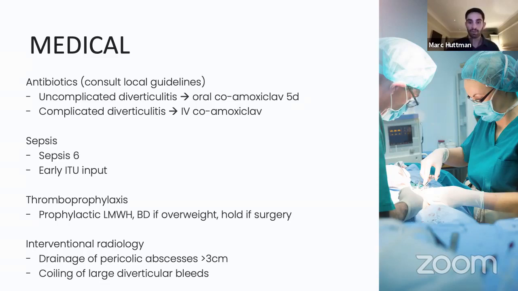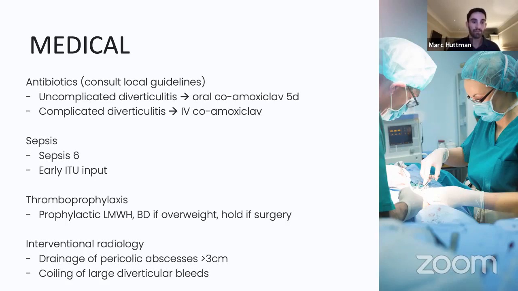But if you are sure that they're not going for surgery and they're in hospital, i.e. they're Hinchey 1 or 2, it's uncomplicated diverticulitis, you're giving them antibiotics, then they need low molecular weight heparin because they're going to be immobile and they're going to have an infection and therefore be at a higher risk of developing a DVT or a PE.